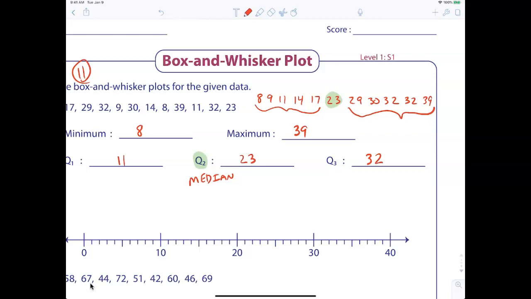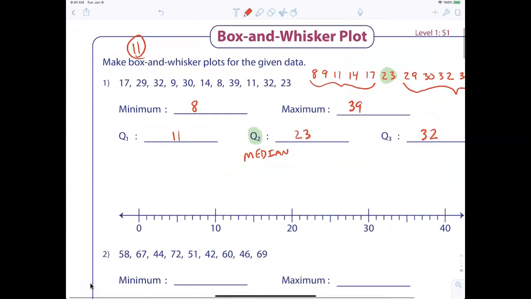Now listen to me. I always tell kids, I don't really talk about Q2 as much, right? I just say that's the what? The median. All right? But some books call it Q2, some books just call it the median. And some people call this, and if you want to make a note to yourself, this would be considered the lower quartile, and this one up here is called the what? The upper quartile. That's called the upper quartile.